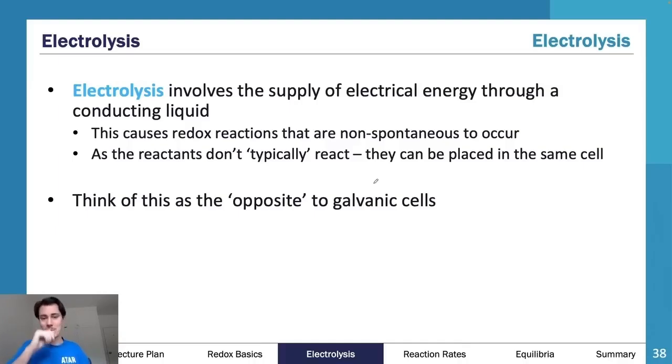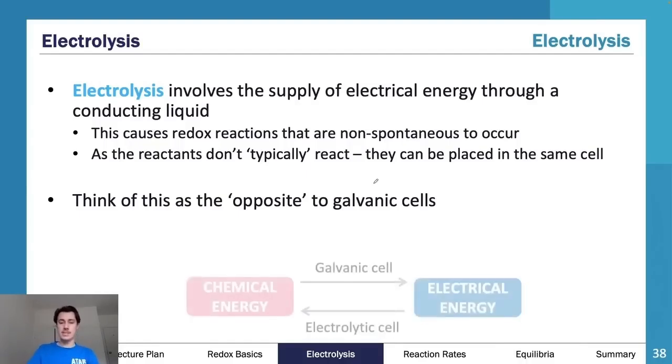So this causes redox reactions that are non-spontaneous to occur. As the reactants don't typically react, they can be placed in the same cell because we're not worried about them reacting with each other. They're not going to spontaneously react. They're not going to get a direct reaction. So we can just chuck them in the same cell and leave them there for a bit. And then we can force them to react. And by forcing them to react, we get what we want.